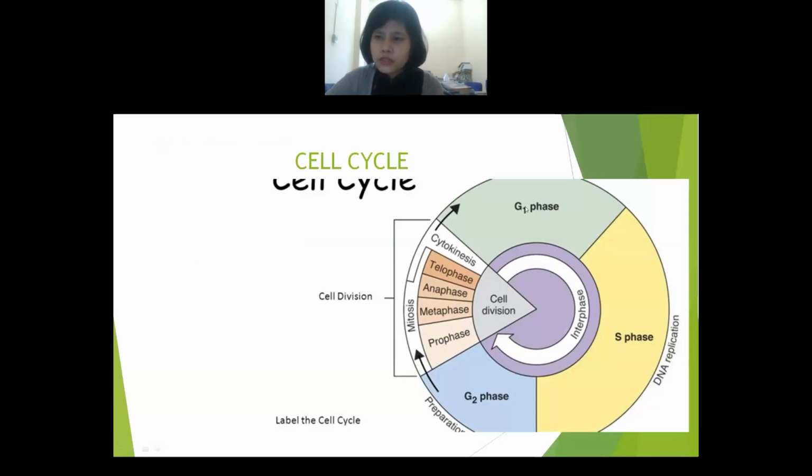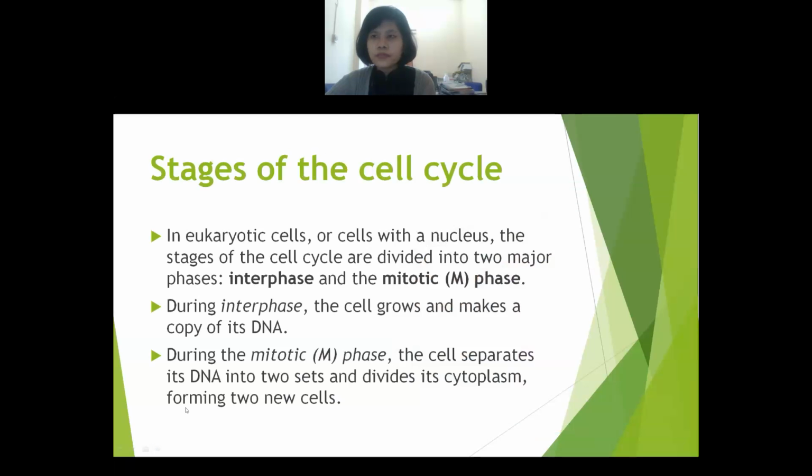So you will get the G1 phase, S phase, and G2 phase. All this, G1, S phase, and G2 phase, is the interphase. It is known as the interphase. And next is what? Next is the cell division. In the cell division, also known as mitosis, what will you find? You will find prophase, metaphase, anaphase, telophase, and last you will find the cytokinesis.